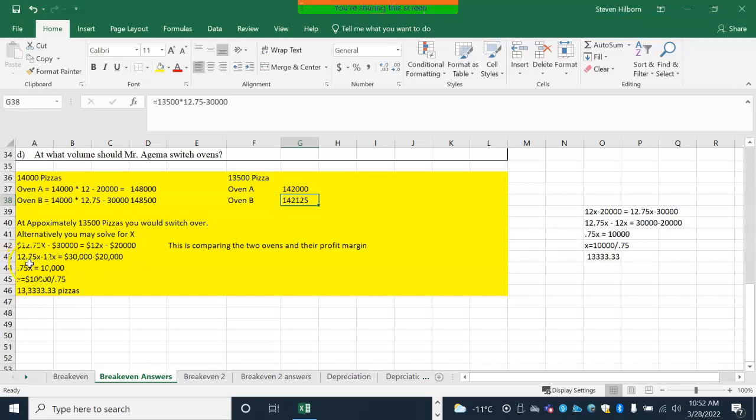So then again, you look here and it says, okay, what's the difference between the 12.75 and 12? 75 cents. What's the difference between the 30,000 and 20,000? It's $10,000. So we're essentially paying $10,000 difference to get a 75 cent reduction in our costs. And what we're asking ourselves is, does that make sense? Do we sell enough that that 75 cents is going to make up $10,000 eventually?